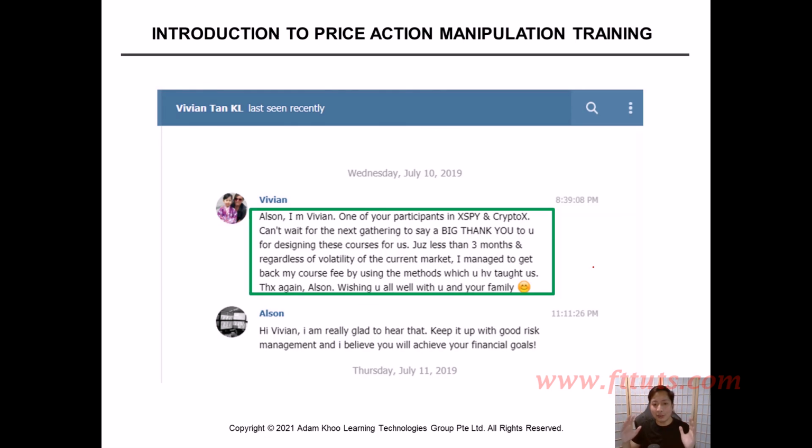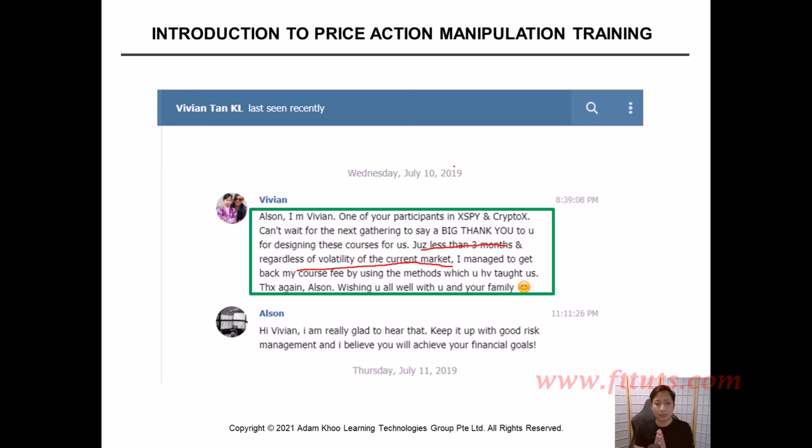And one of my students here, Vivian, is actually non-financially trained, and she's very new. In fact, she was a beginner before she came for the price action manipulation course, and in less than 3 months, regardless of the volatility and gyrations in the market, she managed to make back the course fee using the methods that were taught.